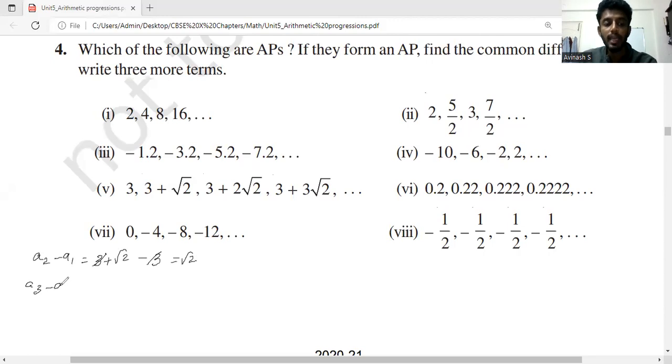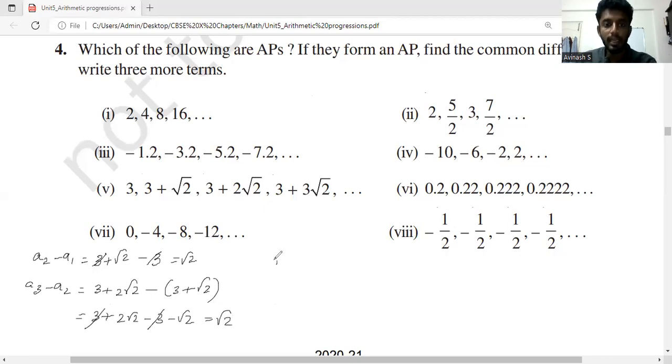Likewise, A3 minus A2, third term minus second term. Third term is 3 plus 2 root 2. Second term is 3 plus root 2, but within brackets. This is very, very important. When you subtract the third term and the second term, we should be very mindful of using a bracket for the second term. You can see I've used a bracket. Now, when we remove this bracket, you get 3 plus 2 root 2 minus 3 minus root 2. This minus into plus becomes minus. Now 3 and minus 3 will get cancelled. 2 root 2 minus 1 root 2 will be root 2.